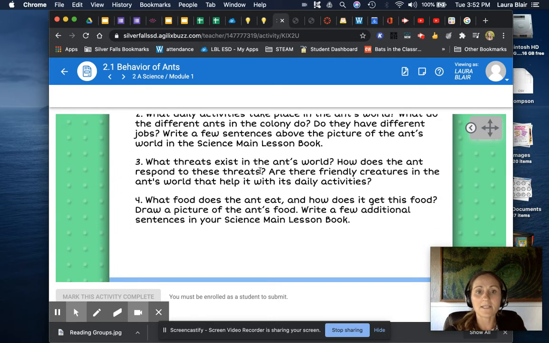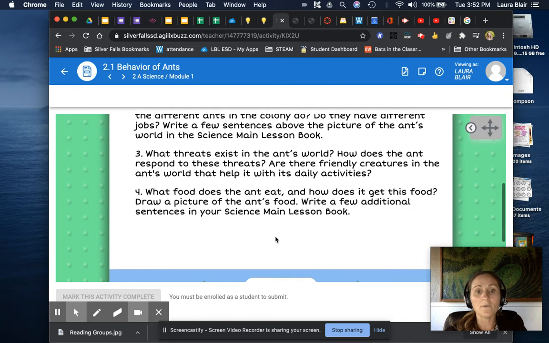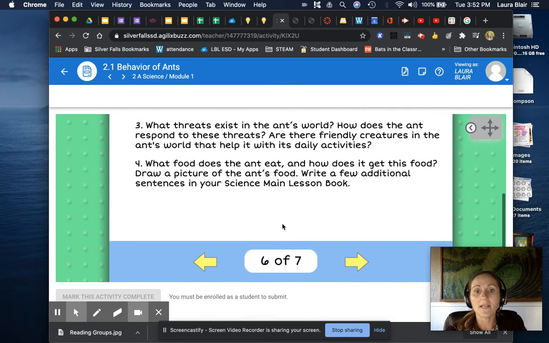What threats exist in the ant's world? How does the ant respond to these threats? Are there friendly creatures in the ant's world that can help it with its daily activities? What food does the ant eat? And how does it get food? Draw a picture of the ant's food. Write a few additional sentences in your science main lesson book.